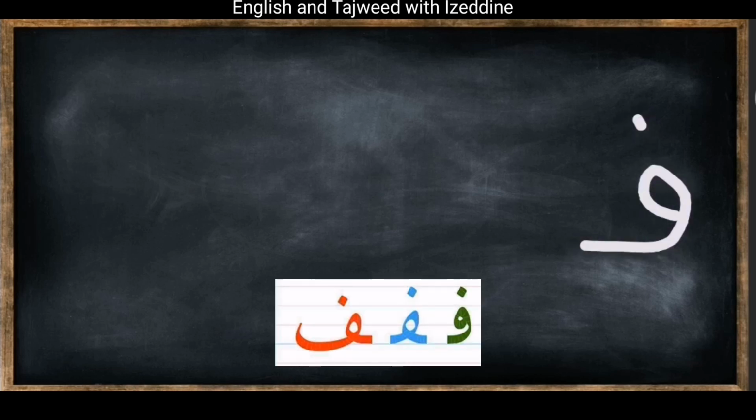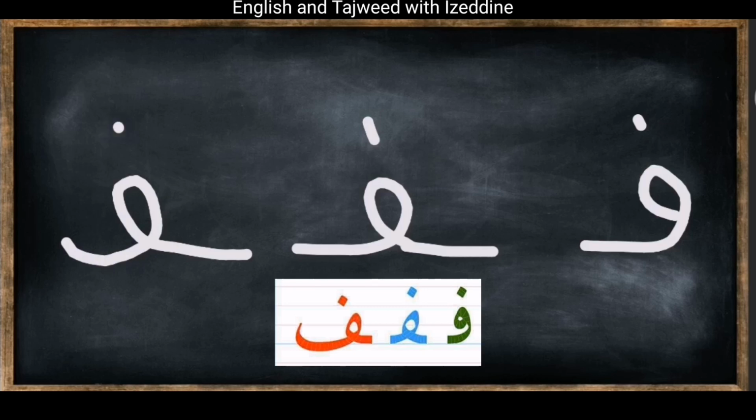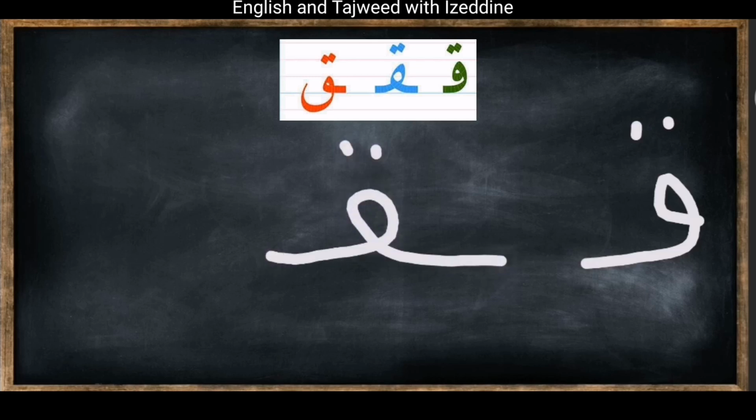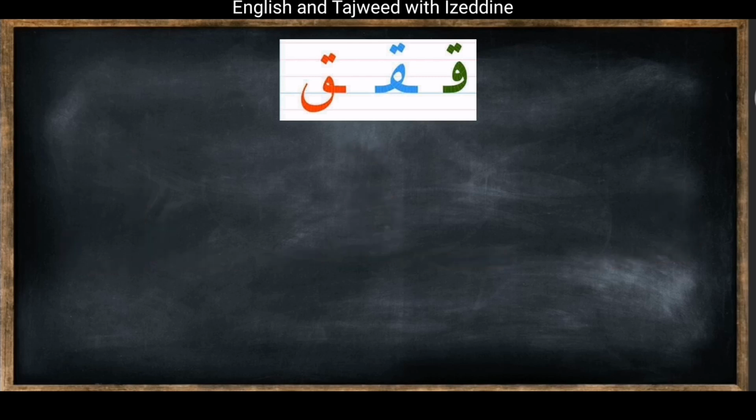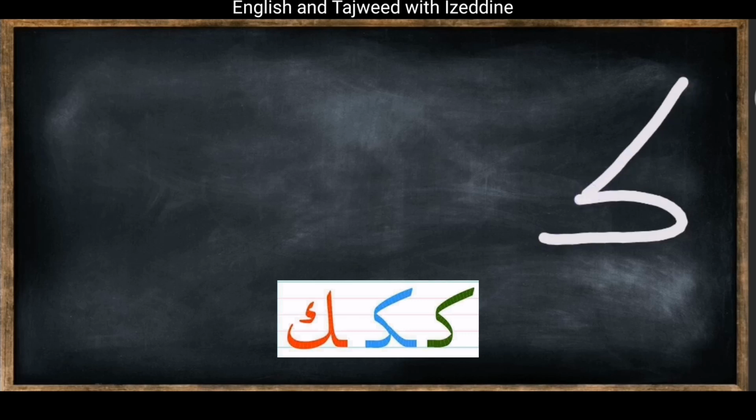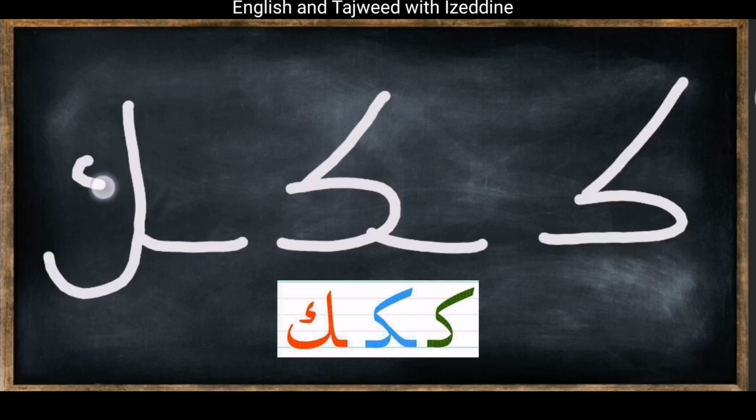Fa is like qaf, but it has just one dot. Qaf has two dots. So fa as the beginning, fa as the middle, and fa at the end. Qaf, same thing like fa, at the beginning, as the middle, and qaf at the end. And kaf, kaf at the beginning, kaf at the middle, and kaf at the end.